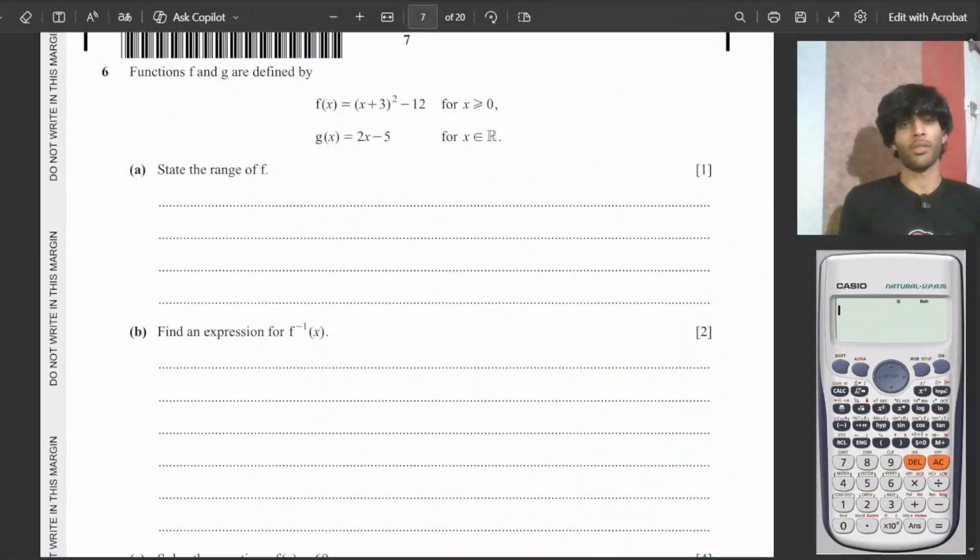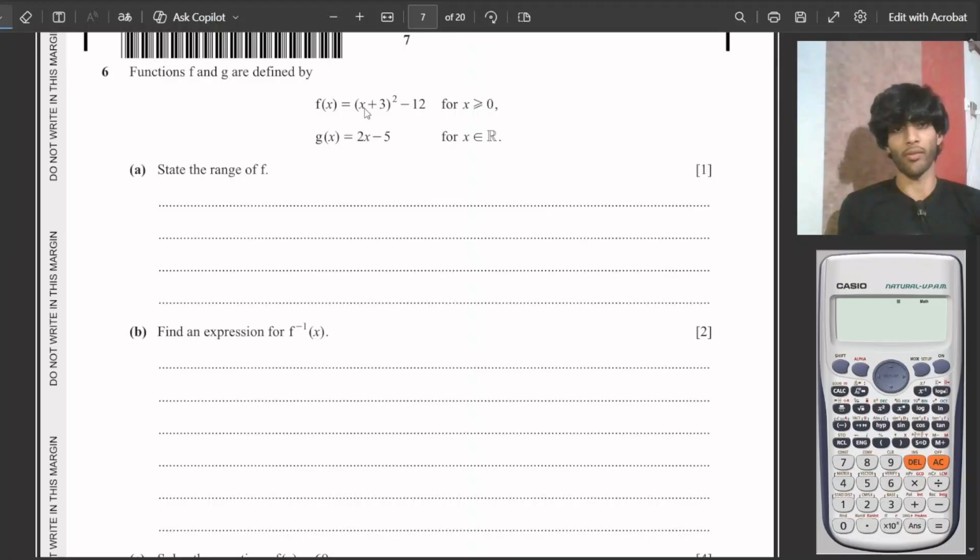So we're on to question number 6, and this is a fairly simple problem. It says functions f and g are defined by f of x equals an equation, and then you are given a domain for the function f, and then you are given the function g in the same way, with a domain for the function g. Now in part A, you have to state the range of f. So how do you do that?